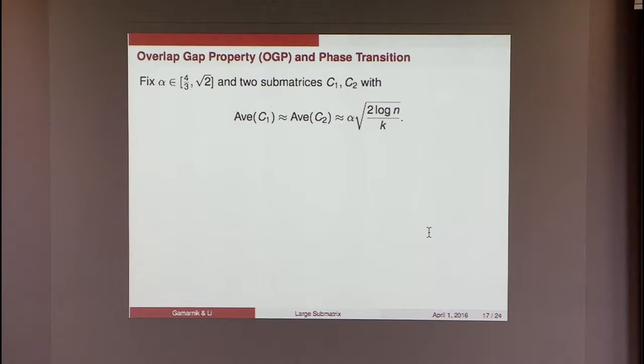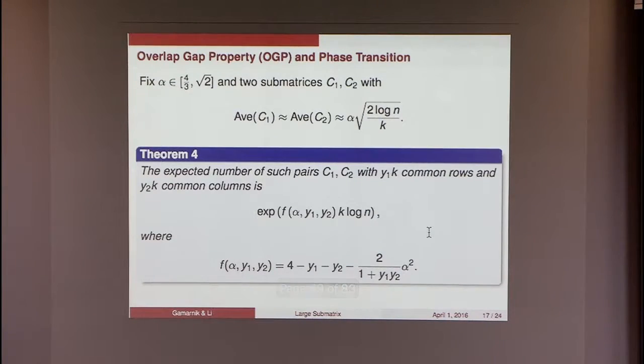So we pick alpha. In fact, let's pick alpha all the way from 1 to √2. I made a mistake. We will consider the whole full range. So what do we do then? Then we do a fairly simple thing. It's a little bit of work, but it's not too complicated. We'll look at the expected number of pairs of matrices which A, achieve that average value, and B, they have a prescribed number of common rows and common columns.